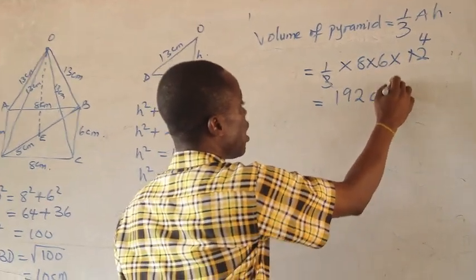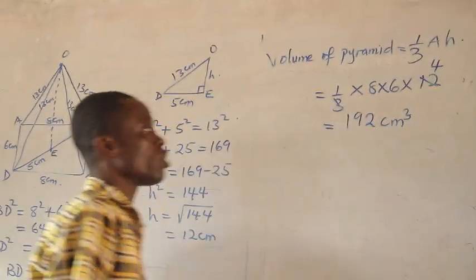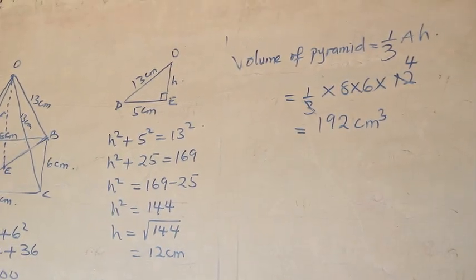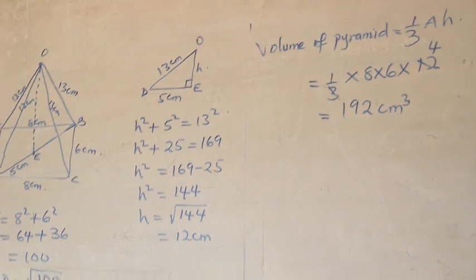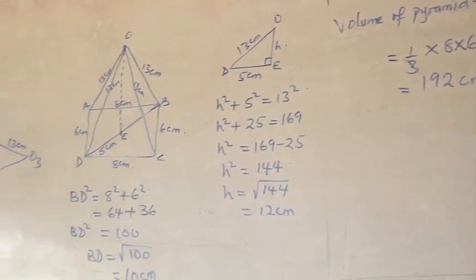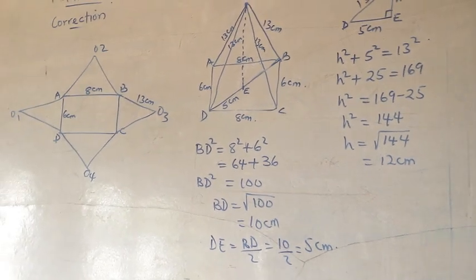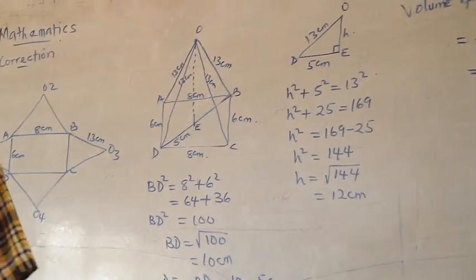192 centimeter cube. That is the unit of that volume. 192 centimeter cube. Okay? Then that is for question B1 figure 2. Then the next one is area of triangle AOB.